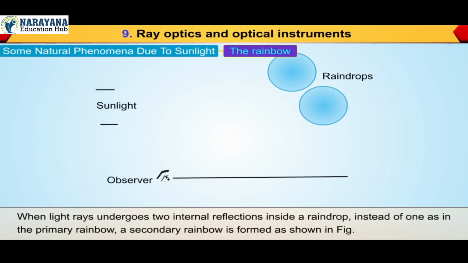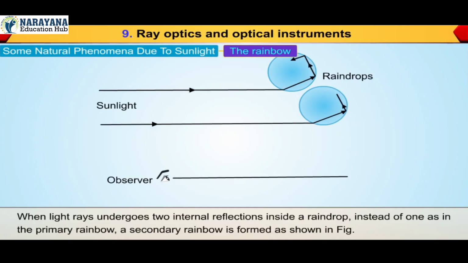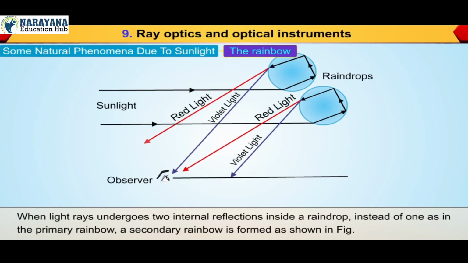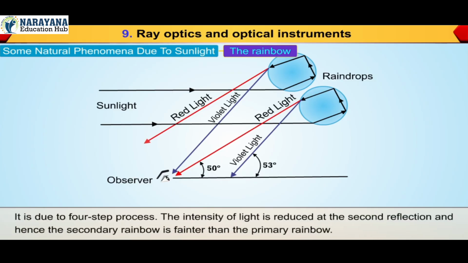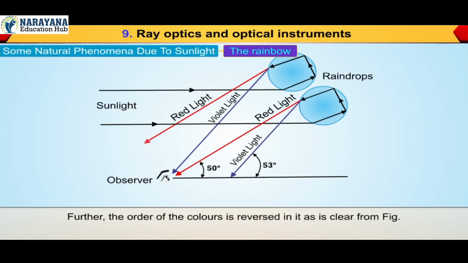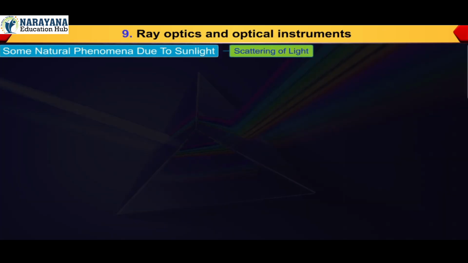When light rays undergo two internal reflections inside a raindrop instead of one as in the primary rainbow, a secondary rainbow is formed, as shown in the figure. It is due to a four-step process. The intensity of light is reduced at the second reflection, and hence the secondary rainbow is fainter than the primary rainbow. Further, the order of the colors is reversed in it, as is clear from the figure.